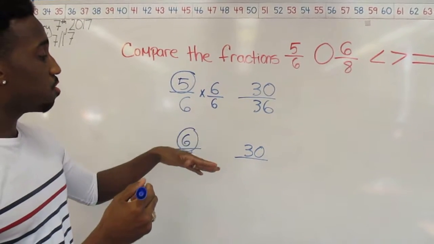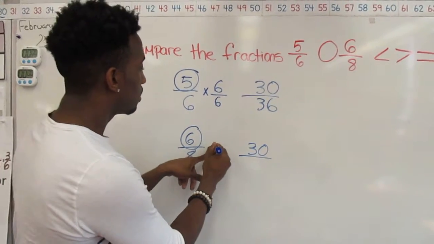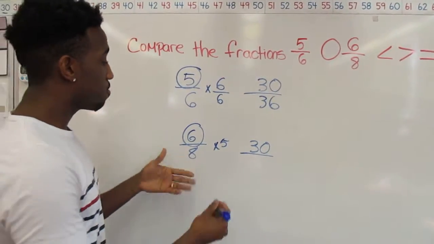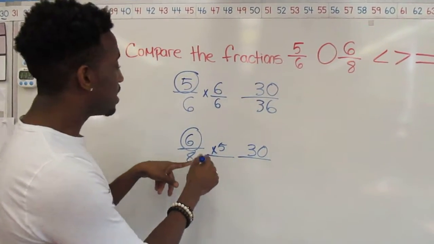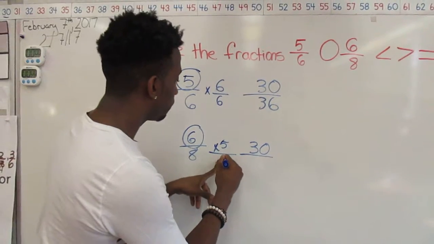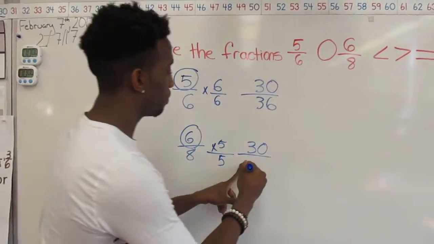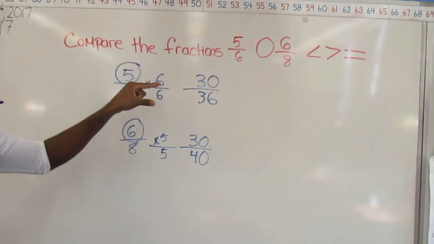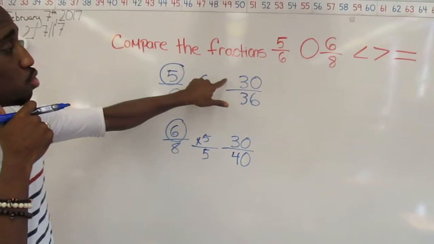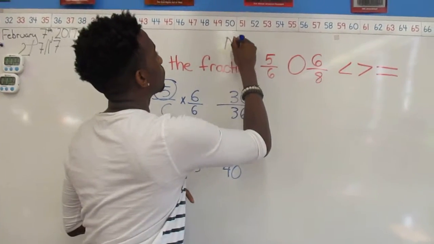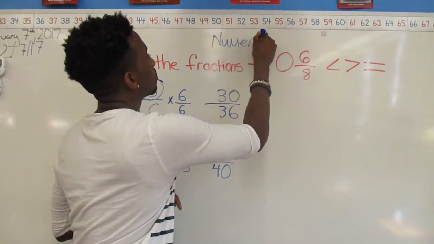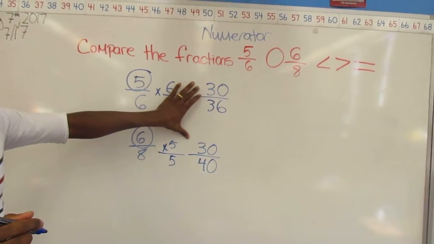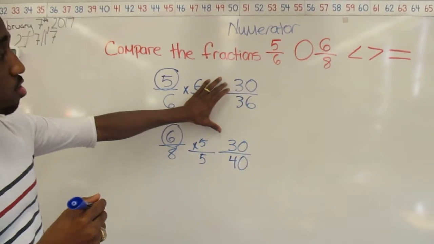Now let's check the second fraction. 6 times 5 gives me 30. And in order to find an equivalent fraction, I'm going to multiply my denominator by 5 also. And 8 times 5 is 40. Great. Now we can see we have 2 fractions that have the exact same numerator, 30 and 30. So now let's compare these 2 fractions.